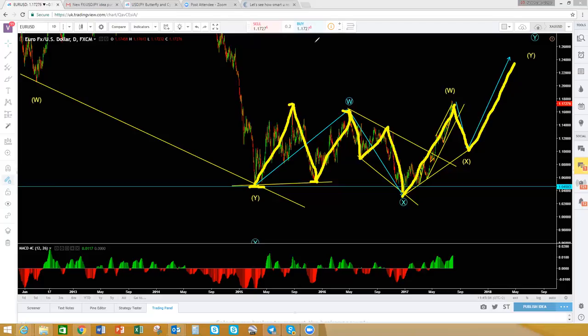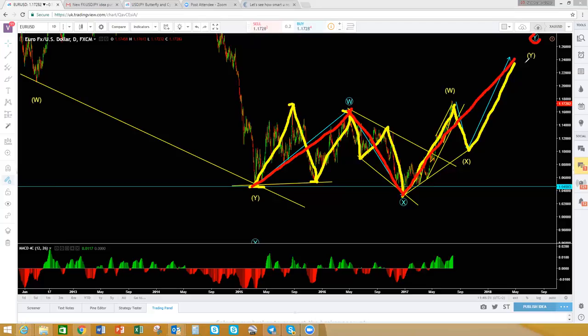Let me join up these corrections just to see how this plays out. Right, so you see that this W is representing this whole contracting flat. Okay? And then this X is representing this whole pattern here. And then this one here, the blue Y, you see the blue Y here? The blue Y is here.